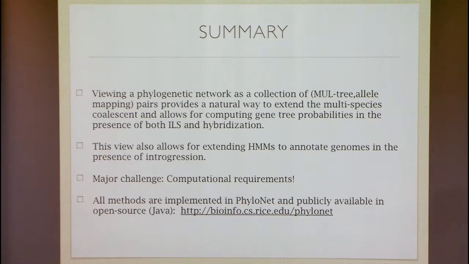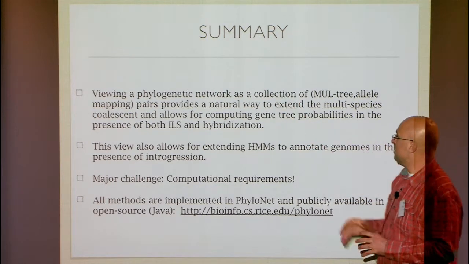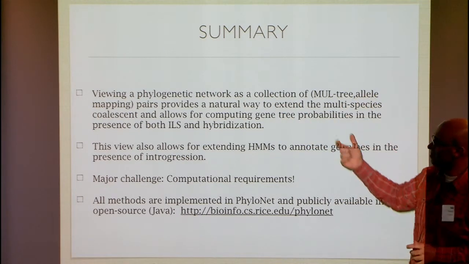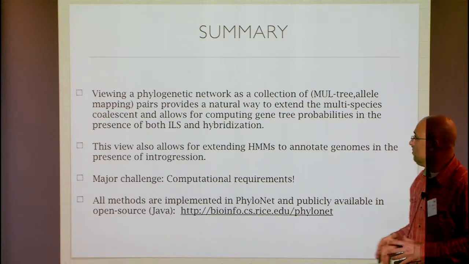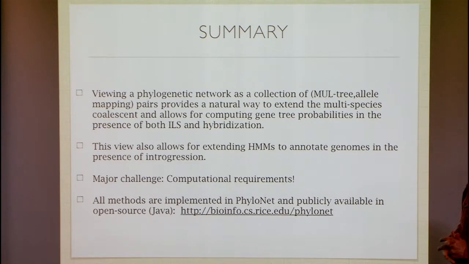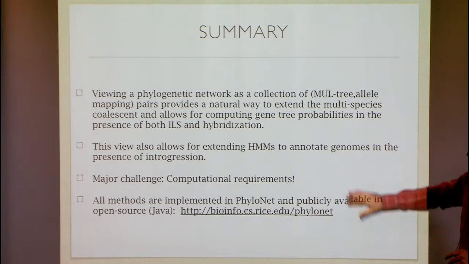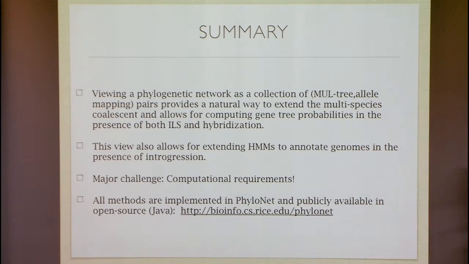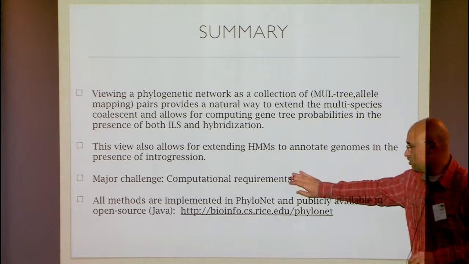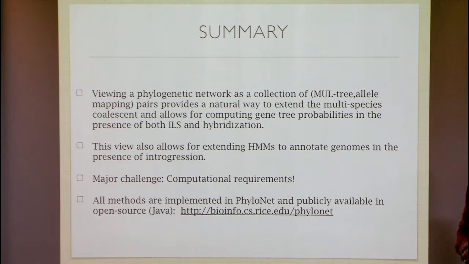So to summarize, if we view phylogenetic network as a collection of these MUL-TREE and allele mapping pairs, this provides us with a natural way to extend the multi-species coalescent for computing gene probabilities and ILS and hybridization. Also, this allows us to extend the hidden Markov models to annotate genomes in the presence of introgression as well. A major challenge now for us is definitely computational requirements. So I cannot do this hidden Markov model approach on 10 genomes, for example, or even the inference of networks, we cannot do it on 50 taxa at this point.